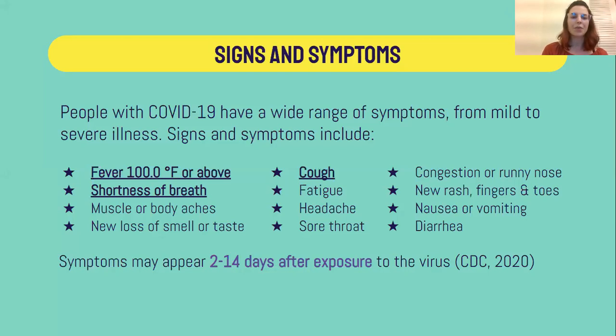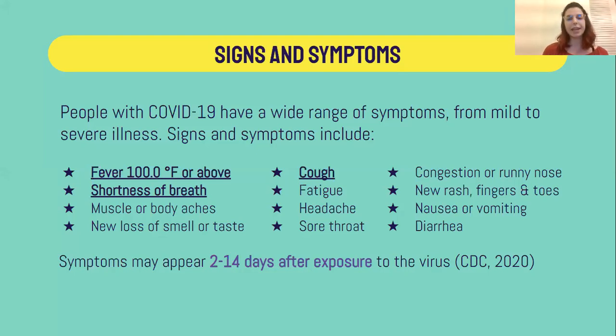Signs and symptoms of COVID-19 can be pretty variable and range from mild to severe illness. In about 80% of cases, we expect to see any one of 3 main symptoms, which are a fever of 100 degrees or above, a cough, or shortness of breath.